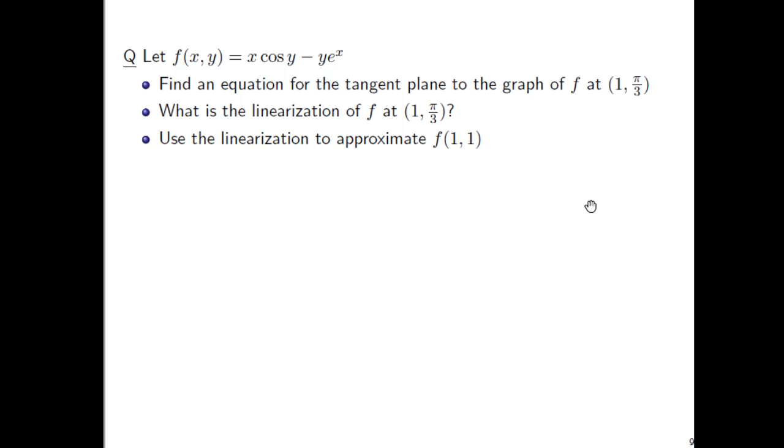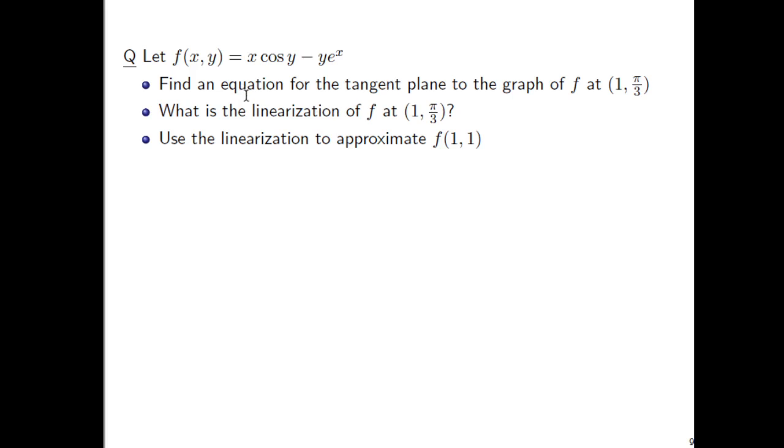Okay, so earlier we took this function f of x comma y equals x times cosine of y minus y times e to the x, and we found partial derivatives for it at the point 1 comma pi over 3. Technically, we found the gradient at 1 comma pi over 3, but if we look at one component at a time, it's partial derivatives evaluated at 1 comma pi over 3.